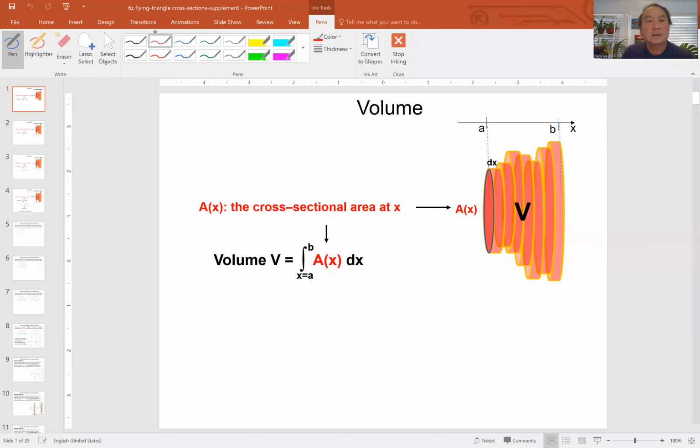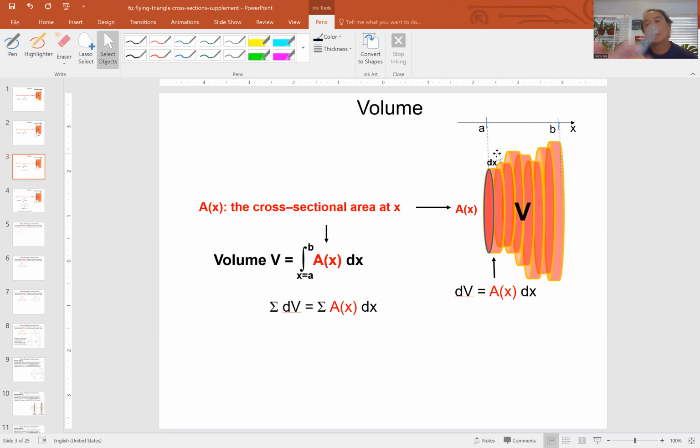Good afternoon. Let's recall the formula for calculating volumes. We slice a solid into slices like salamis, and A of x is the cross-sectional area as we slice it open. Then for a small slice, the volume is the cross-sectional area times dx, and the entire volume is therefore the sum of the volumes of all the slices, the sum of A(x) dx.